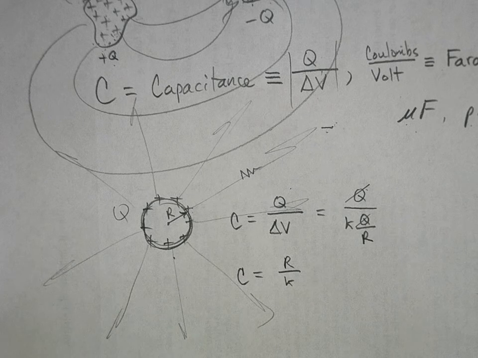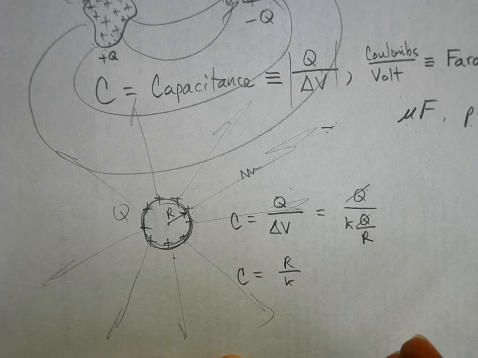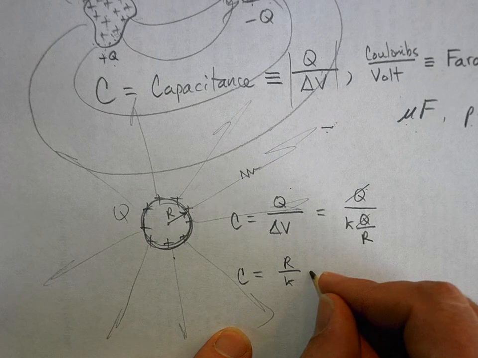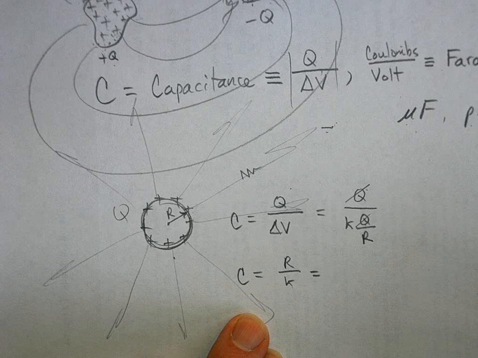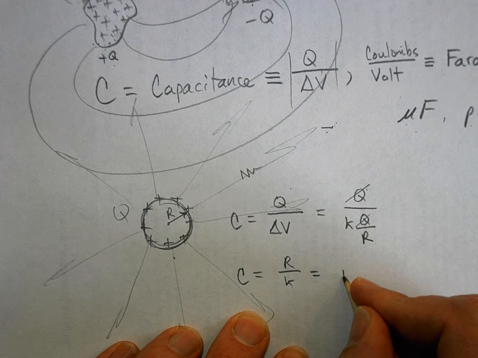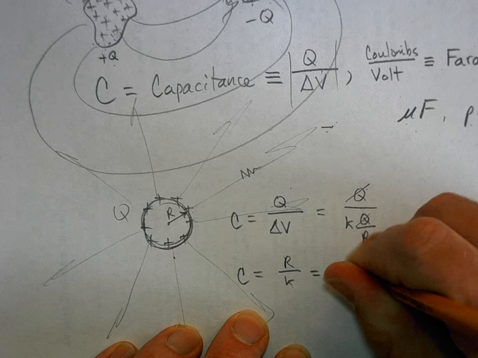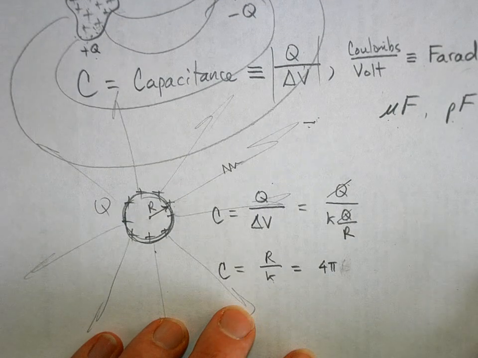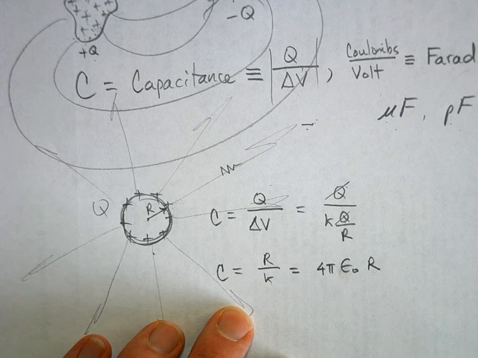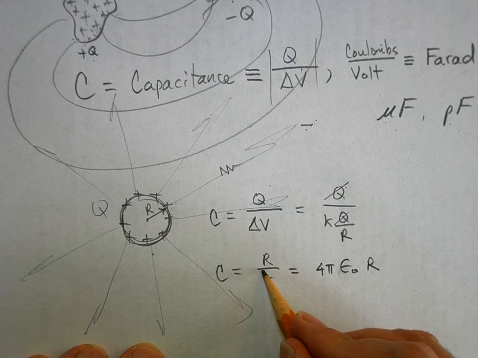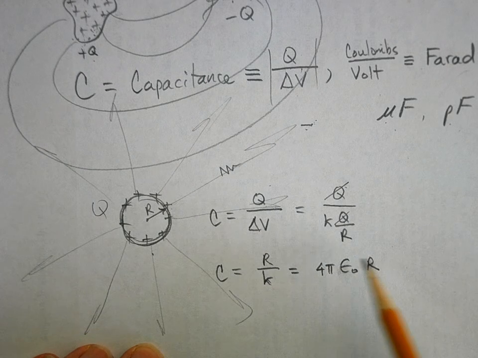Now, by the way, it's more common to express this in terms of epsilon naught, the permittivity of free space. So I'm going to say this is equal to, remember that k is equal to 1 over 4 pi epsilon naught. So this is going to become 4 pi epsilon naught times the radius. Either way, you can write it like this, or you can write it like this. Doesn't matter, but you'll see it more often written this way.